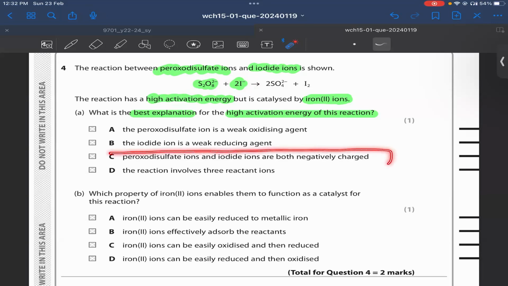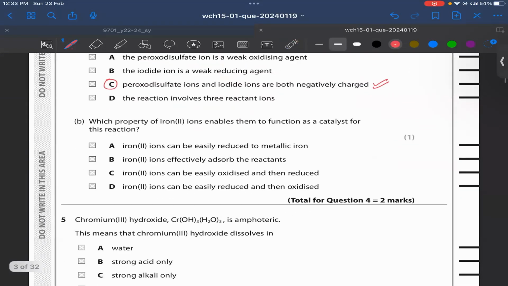So peroxodisulfate and iodide are both negatively charged, and due to that charge, they'll repel each other. Is it clear? Yes. Okay. So they both are negatively charged. So the answer is C. Which property of iron 2 ions?